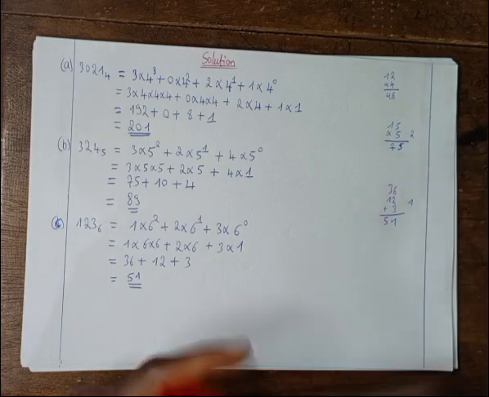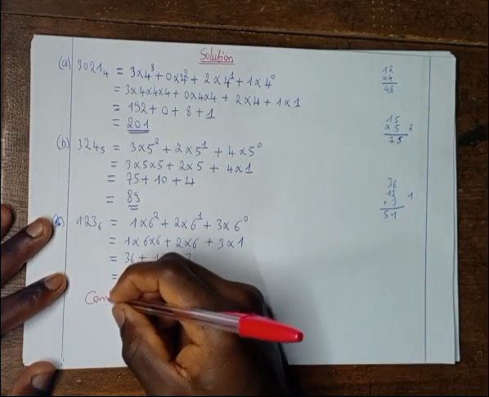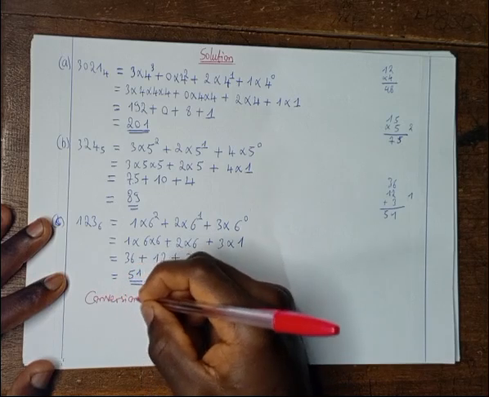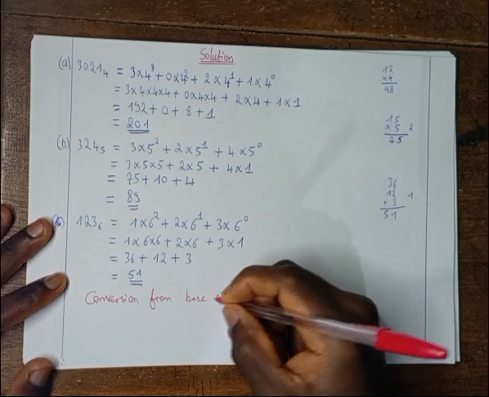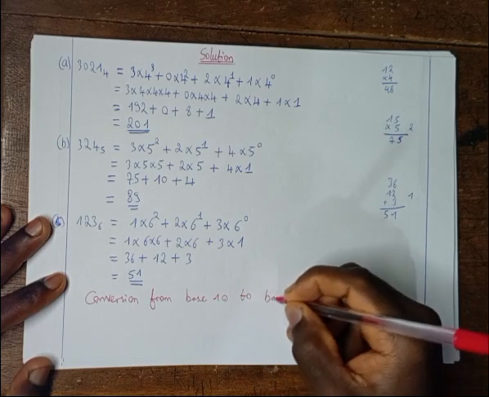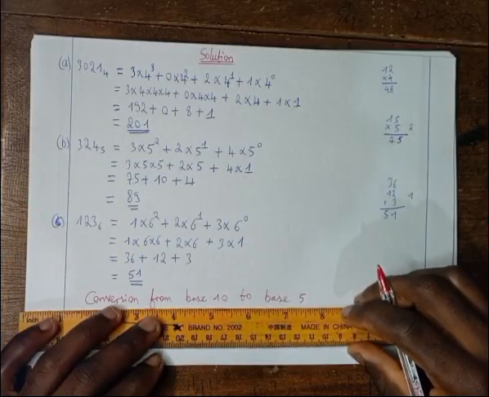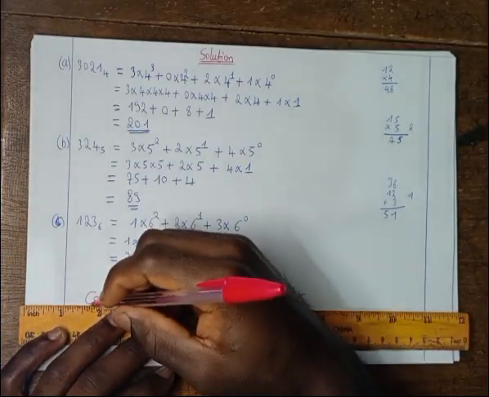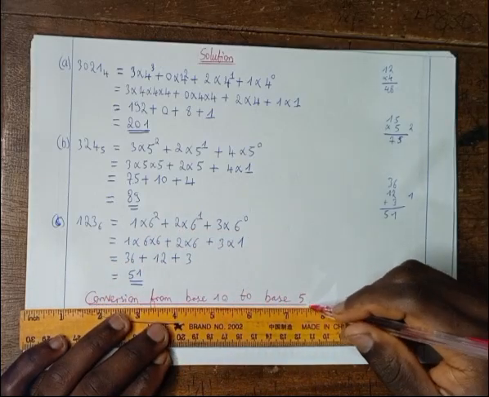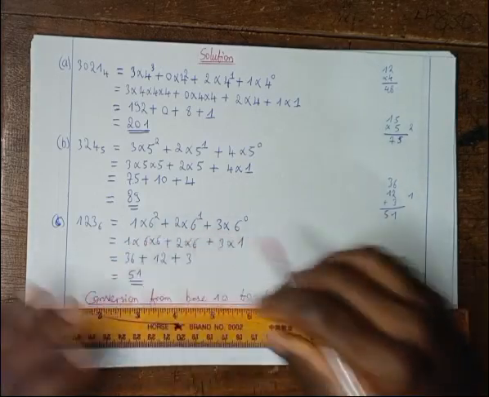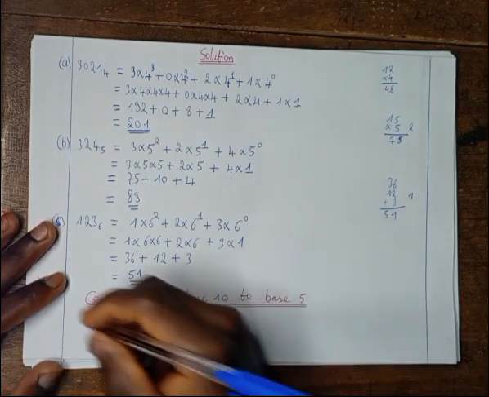Next, we are going to take down the conversion from base 10 to base 5. Conversion from base 10 to base 5 is similar to conversion from base 10 to base 2. So we are going to make use of the process of repeated division by the number 5. In this case, let's write this down.